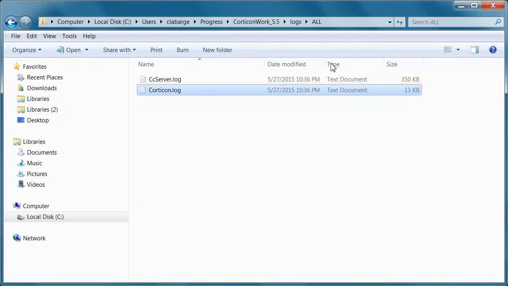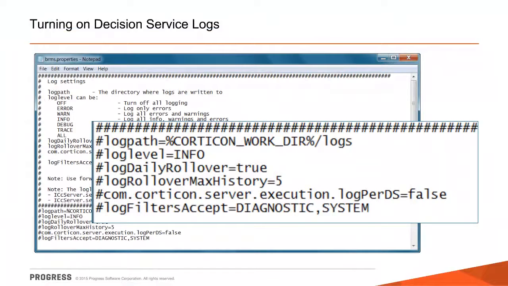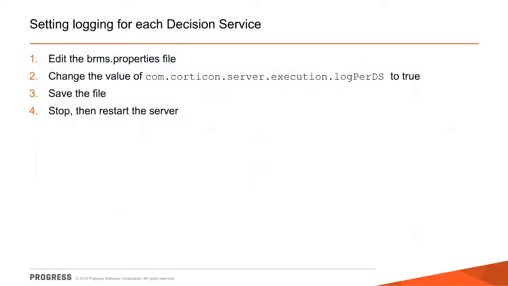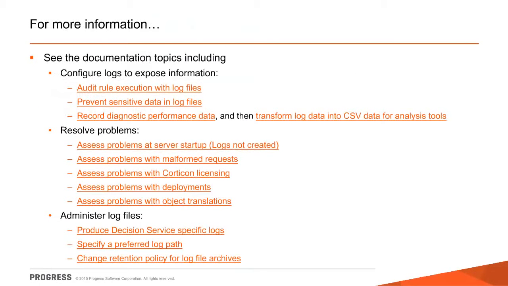In special cases, you may want to temporarily separate the log at the decision service level. Setting the log per DS property equal to true turns on decision service logging. The steps are the same. For more information on different use cases, please see the following topics in the documentation. This concludes our look at Corticon Logging.